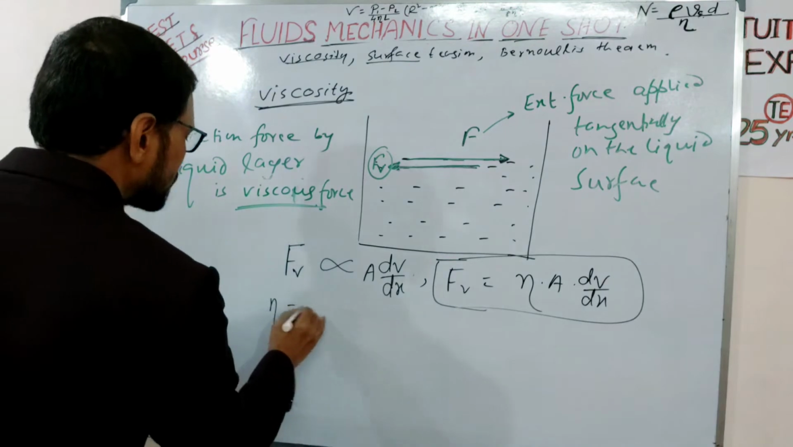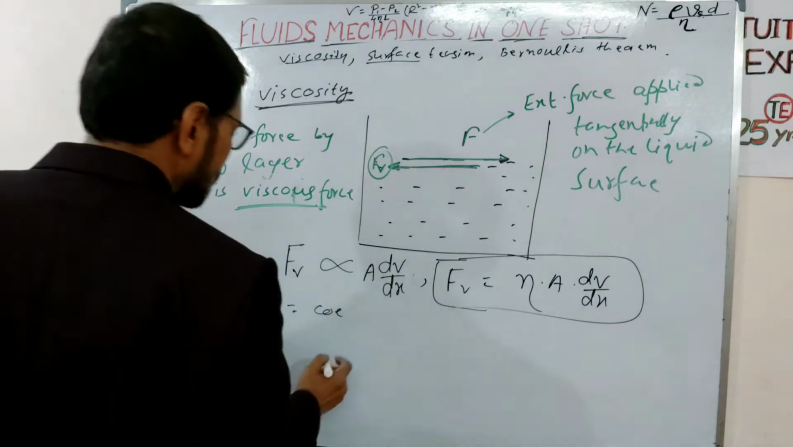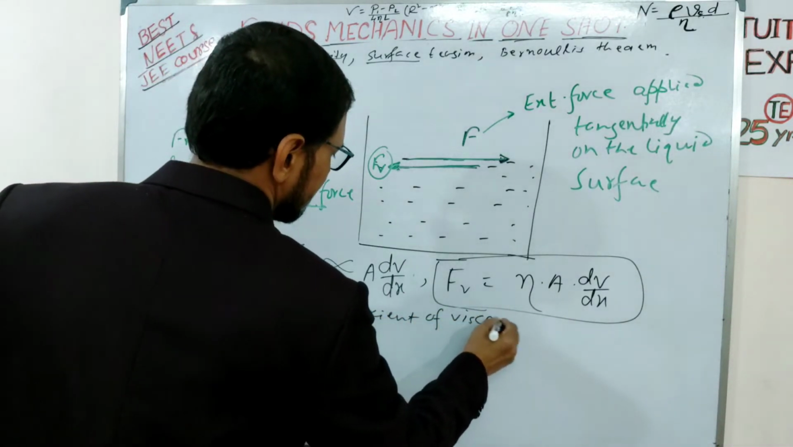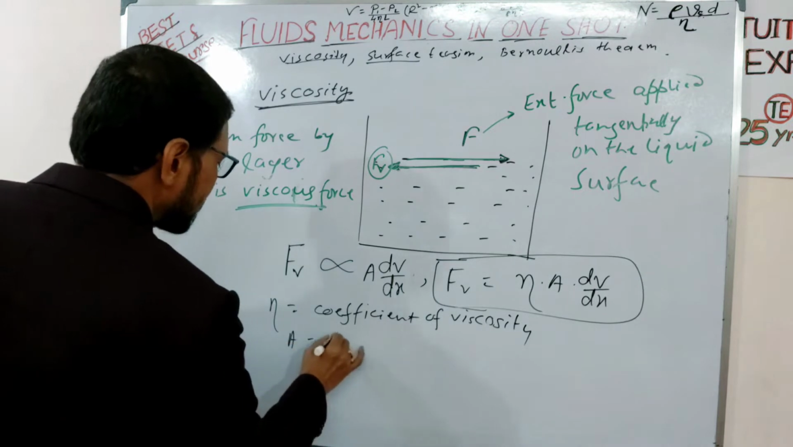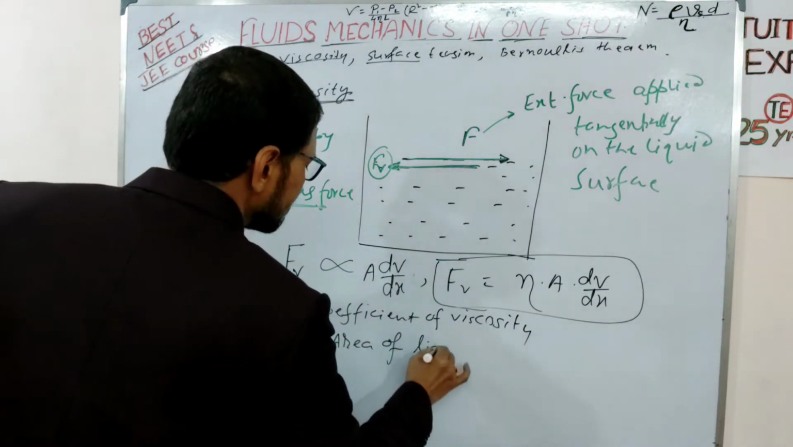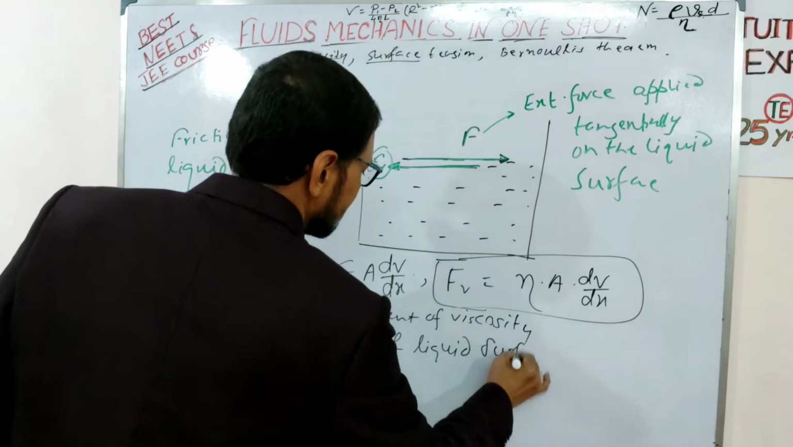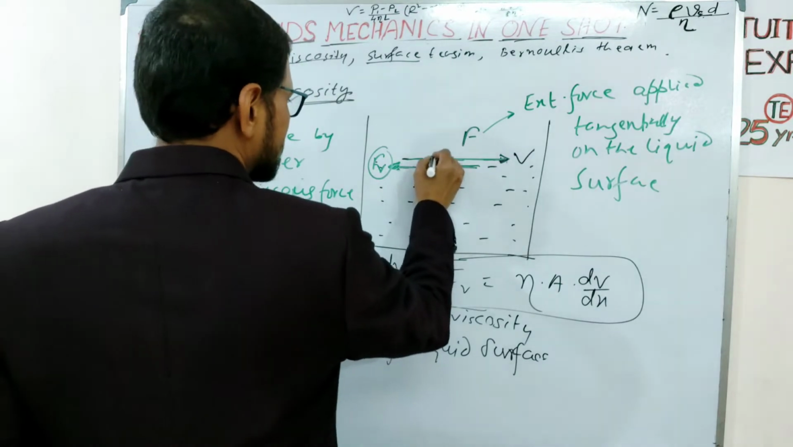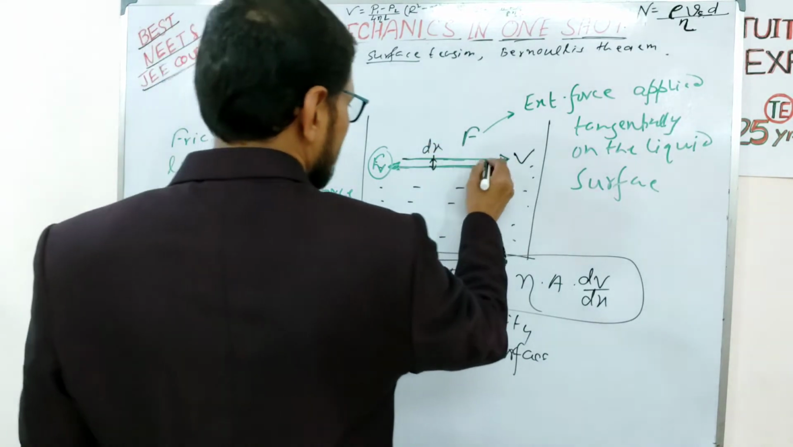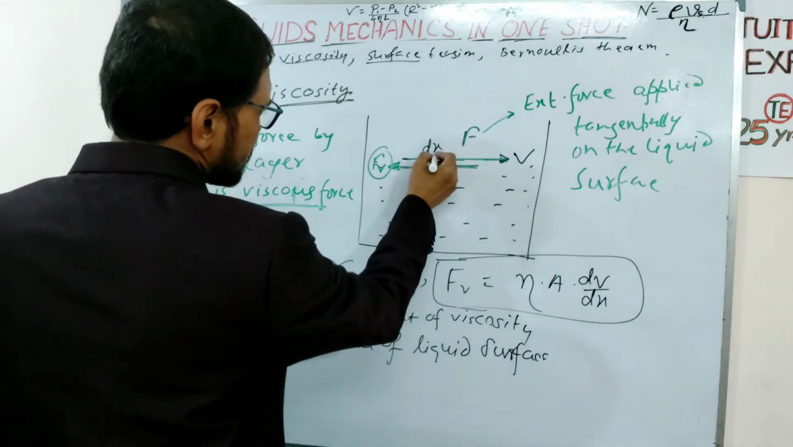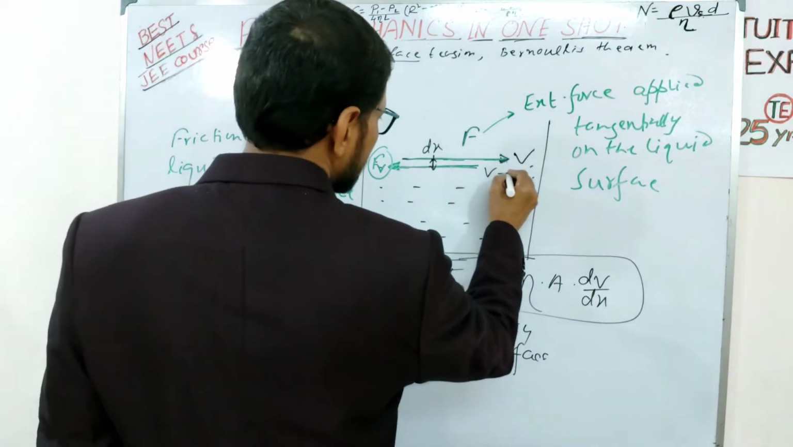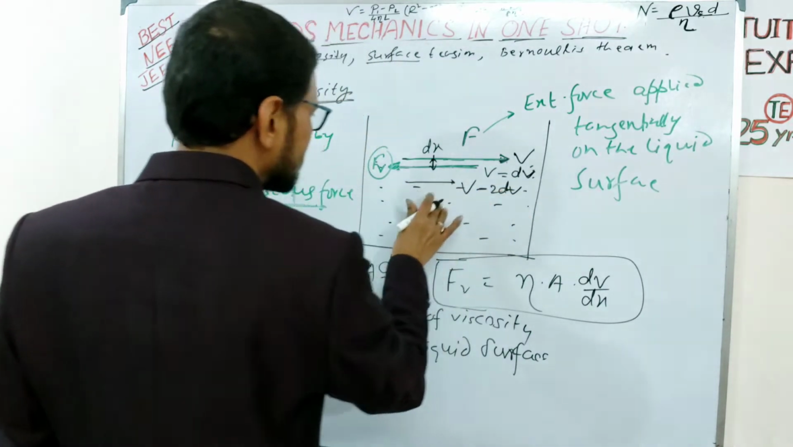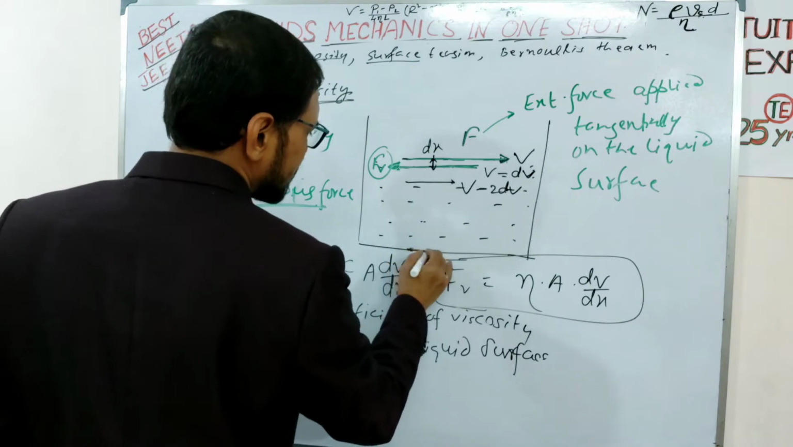What is eta? Eta is the coefficient of viscosity, which depends upon the nature of the liquid. A is the area of the liquid surface, and dV, what is dV? If the upper liquid moves with velocity v and the distance between two layers is dx, the lower surface at a distance dx from the upper surface moves with velocity v minus dv, and the next surface moves with v minus 2 dv. So velocity gradually decreases and the velocity at the bottom will be zero.